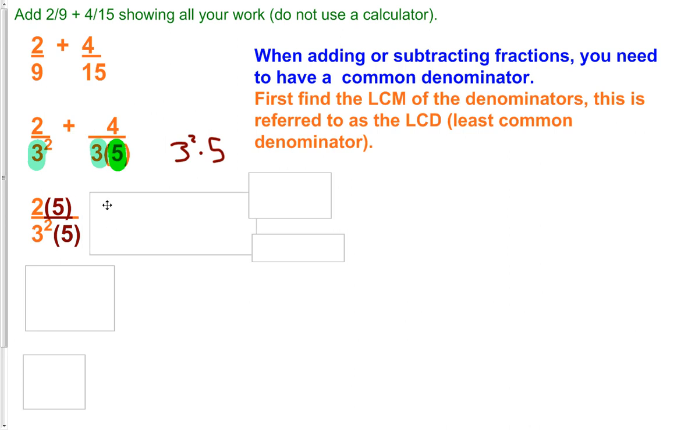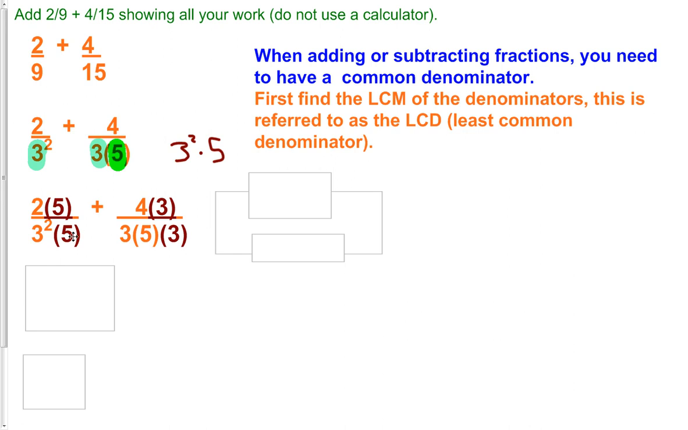So we have that. On the other expression here, we have the 5 present, we have a 3 present, but not 3 squared. So we multiply top and bottom by 3 in order to get our least common denominator over there. If we do that, because we multiply the denominator by 3, we multiply the numerator by 3, and that changes our expression.